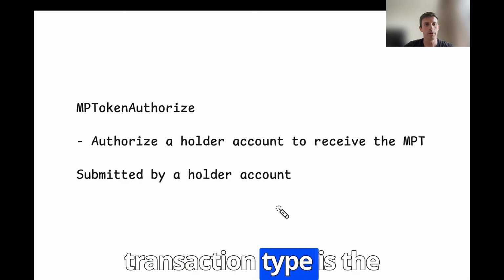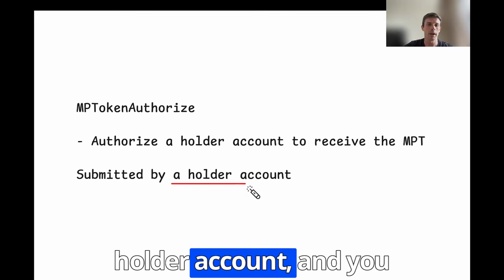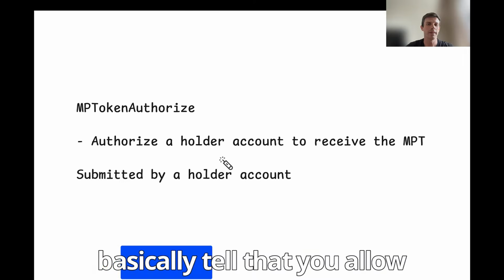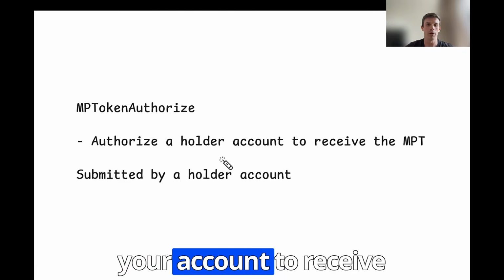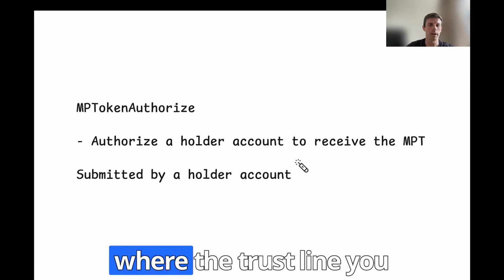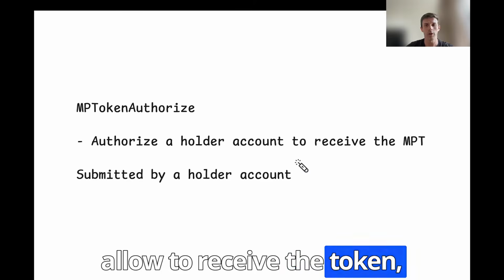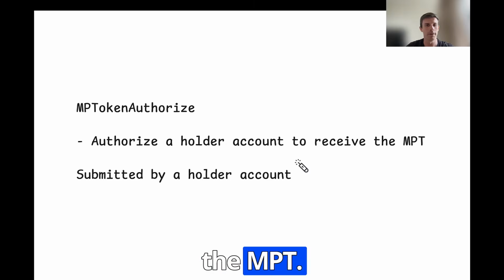The second transaction type is the MP token authorize, and you submit it from a holder account. You basically tell the ledger that you allow your account to receive that MPT. It's a similar concept to the trust line, where with the trust line you trust the issuer and allow your account to receive the token. Here you allow it to receive the MPT.